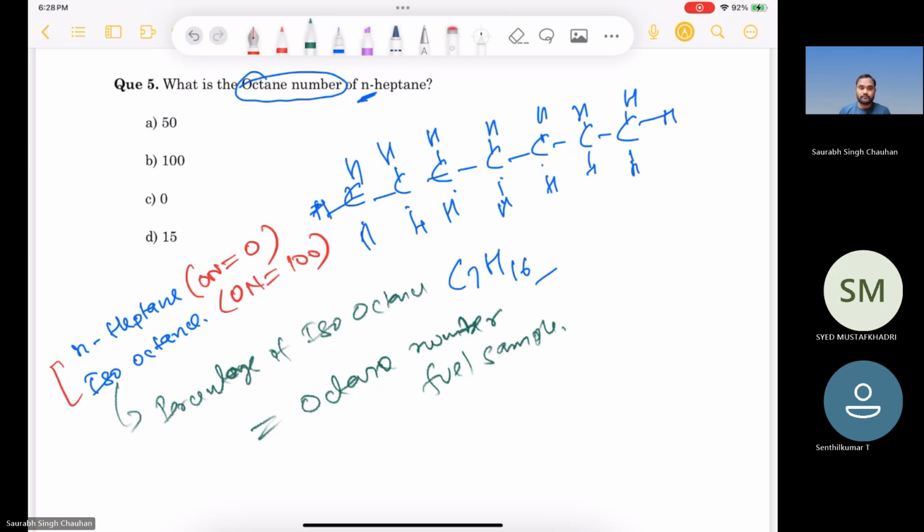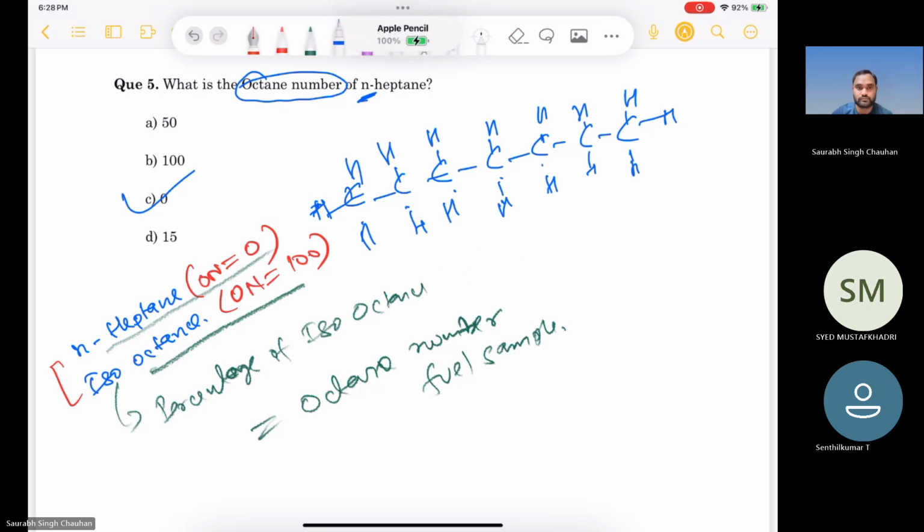Okay, so isooctane has 100 octane rating and n-heptane has 0. So octane number of n-heptane is what? 0, right? So I hope this is clear. If there is no doubt, then we can move to the next question.